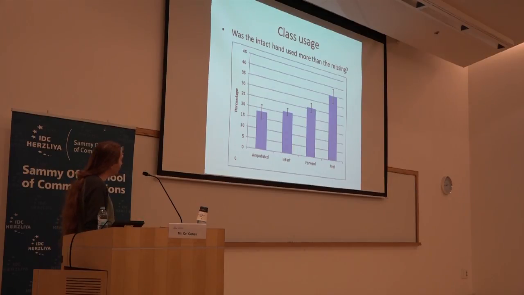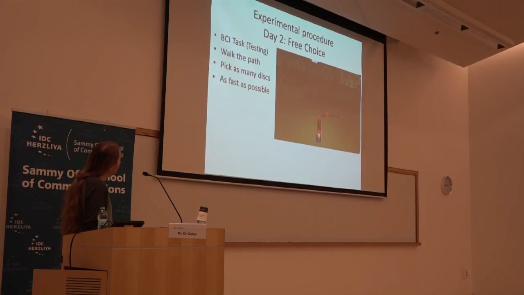Here we can see that in a BCI task, there's no difference between percentage usage of amputated versus intact hand for the group of amputees. It's almost the same, about 20% out of the total task.